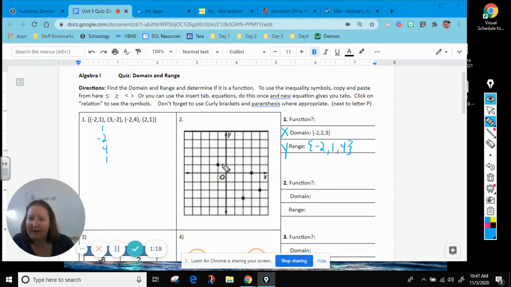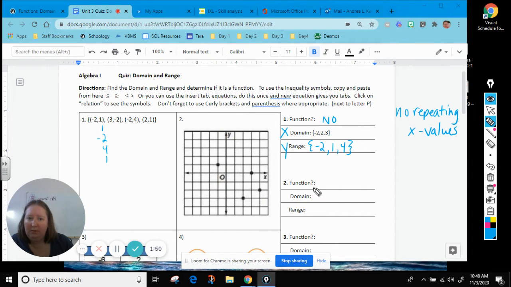This one is on a graph. So I'm going to read the graph from left to right for the domain, and from bottom to top for the range. I got to go back and say if this is a function. Now, a function is when there are no repeating X values. So I'm going to look back here. -2, -2. Oh, we got a repeater. So this is not a function.